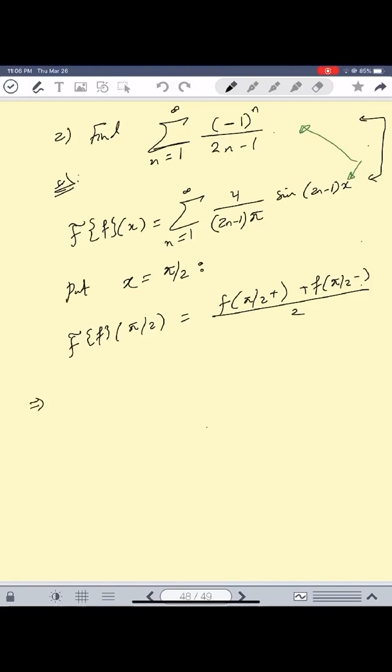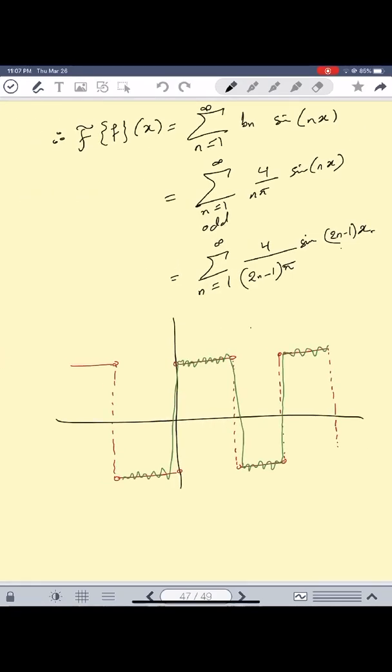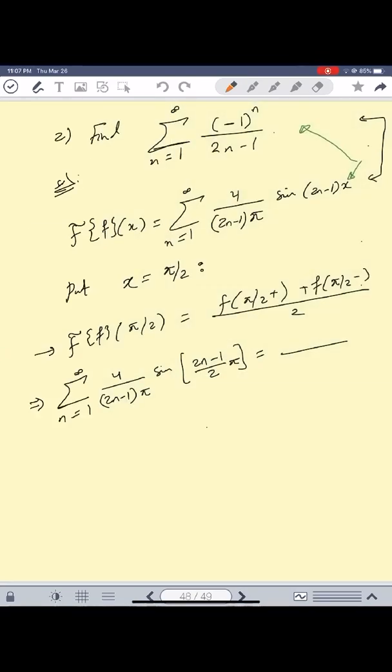Now when you substitute it into the series, this becomes the sum of 4 over (2n minus 1) pi, times sine of (2n minus 1) over 2 pi, right? When you replace the x by pi over 2. Now what is f of pi over 2 from right plus from left, over 2? The pi over 2, in this example, the red function is continuous at that number. So basically this is equal to f of pi over 2.